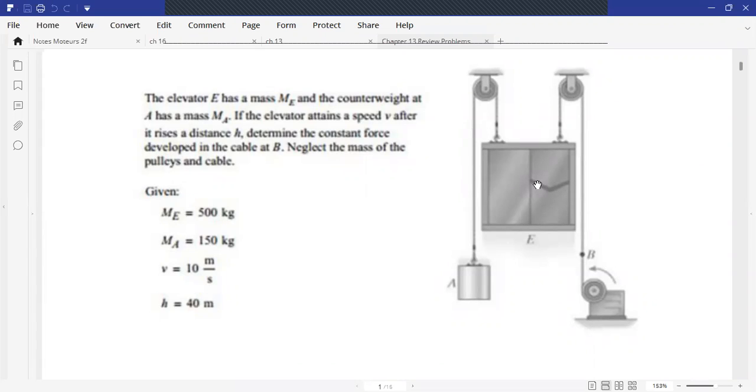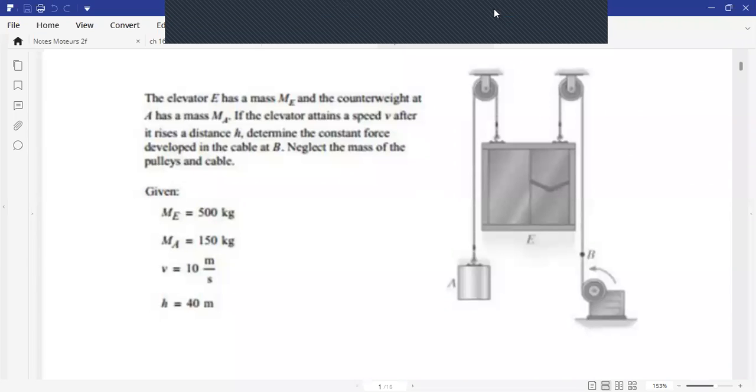So here, what do we have? We have a system of pulleys. We have a block A and an elevator and a motor, okay? So first, whenever I have pulleys, I determine first the number of coordinates I need, okay? So here, how many coordinates do you think I need? Three, very good. One for A, one for E, and one for the motor, okay?